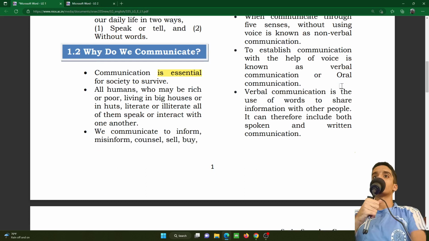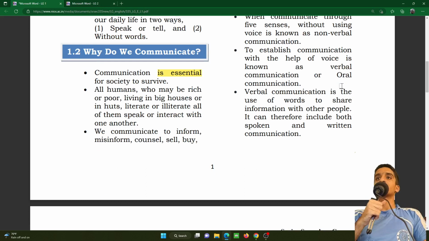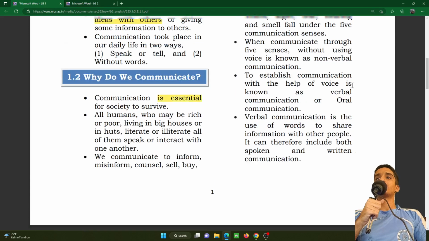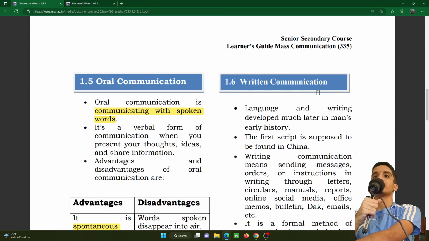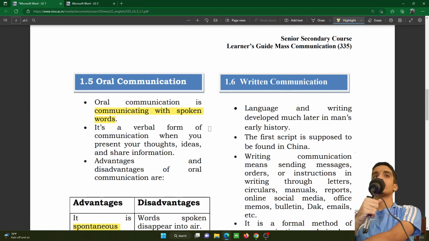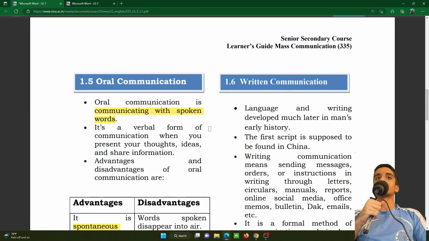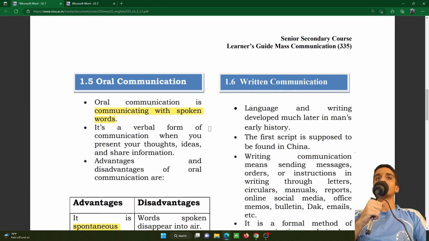Verbal communication is the use of words to share information with other people. It can therefore include both spoken and written communication. Oral communication. Oral communication is communicating with spoken words. It's a verbal form of communication when you present your thoughts and ideas and share information. The advantages and disadvantages of oral communication are as follows.